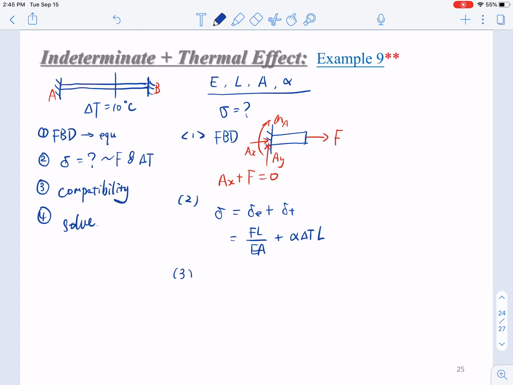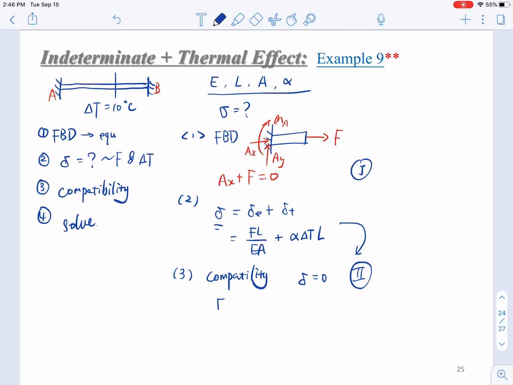And then the third step, compatibility equation. What is the compatibility of this bar? Since we have only one bar, one delta, but what is the value of this delta? It is delta equals 0. So this is our equation. Equation 1, equation 2. Just substitute this equation into 2. The L is gone. This is just delta equals 0.